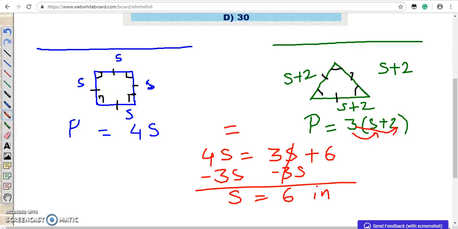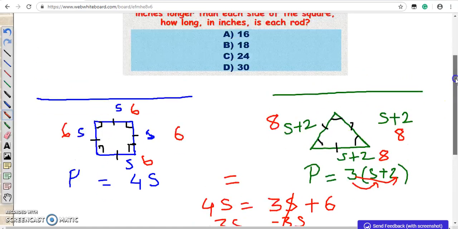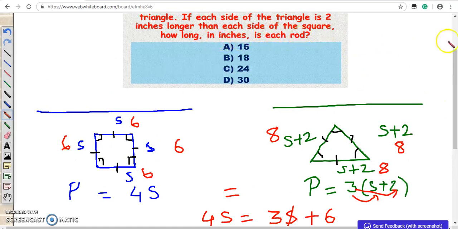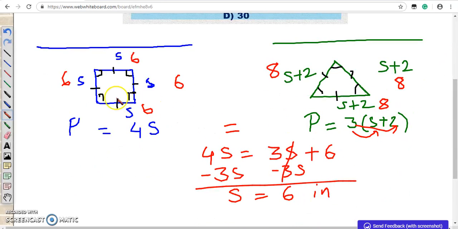So we can confidently write that each side of this square is 6 inches. And what is each side of the triangle? That is s plus 2, or 6 plus 2, so we can write it as 8 inches. Each side of the triangle is 8 inches. In order to find the length of each rod, that is the question, the length of each rod, which are equal, we will just have to find the perimeter of the shapes.